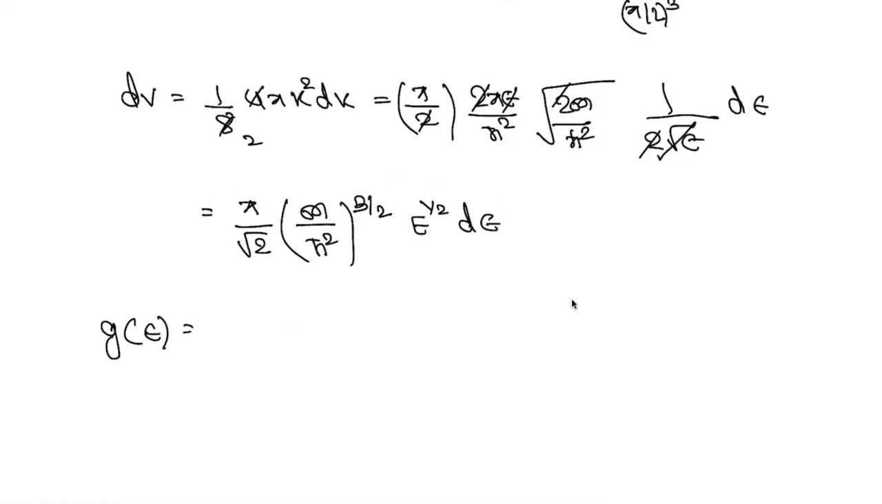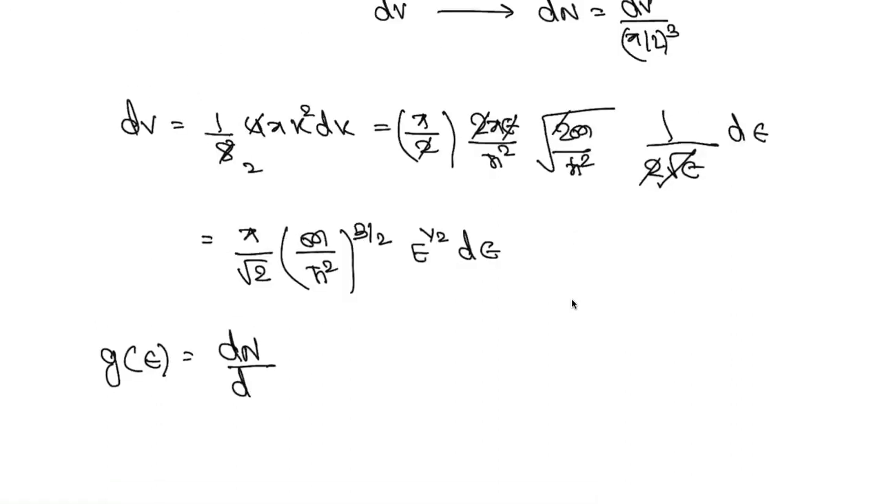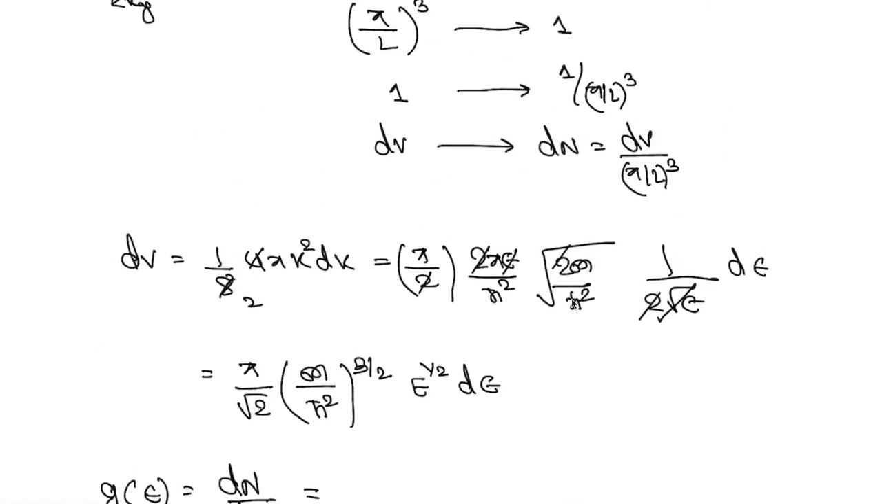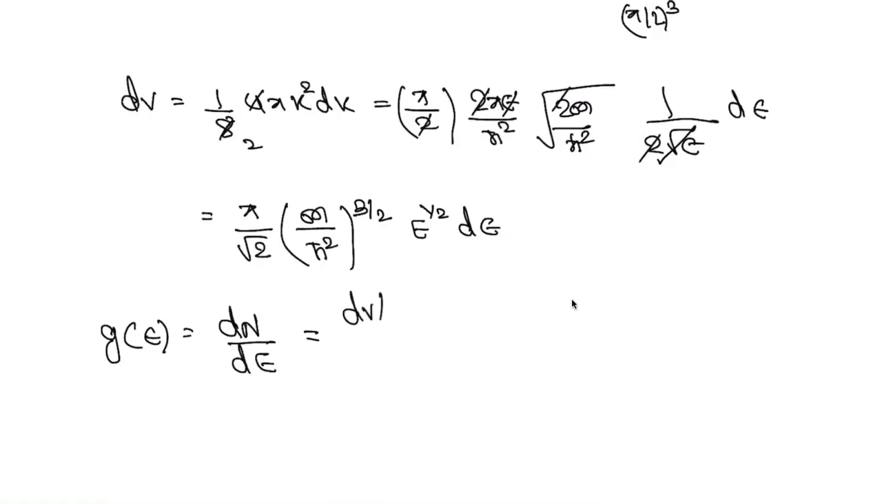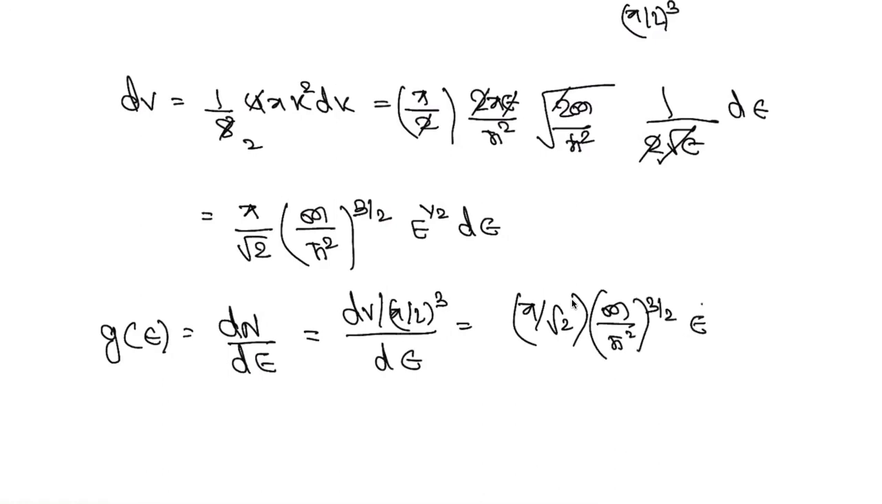So what is ge? ge is basically dn by dE, right? And what is dn? dV by pi by L cube upon dE. इसको नीचे रखेंगे, dE will cancel out, so you get pi by root 2, (m/h²) 3/2, E half, upon pi by L का cube.